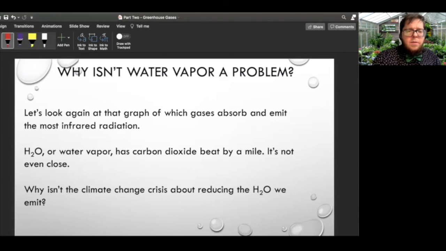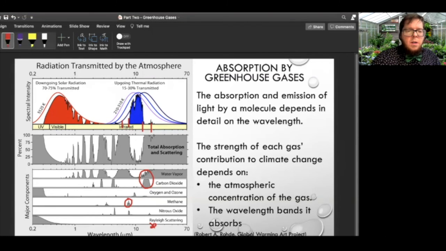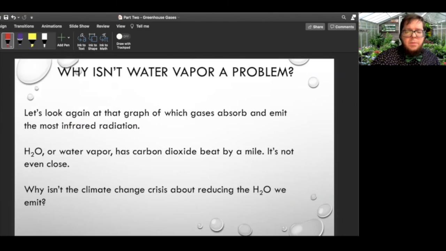Speaking of primary drivers of climate change, we saw that over here in the absorption picture, water is kicking carbon dioxide's butt. Look at all of this absorption by water vapor, all of this over here. Whereas carbon dioxide has this one little peak, right? And methane's got that one little peak. Why are we talking about carbon dioxide and methane when it seems like we should be talking about water? Why is the climate change crisis not about reducing the H2O we emit into the atmosphere? Anybody got any ideas about that one?